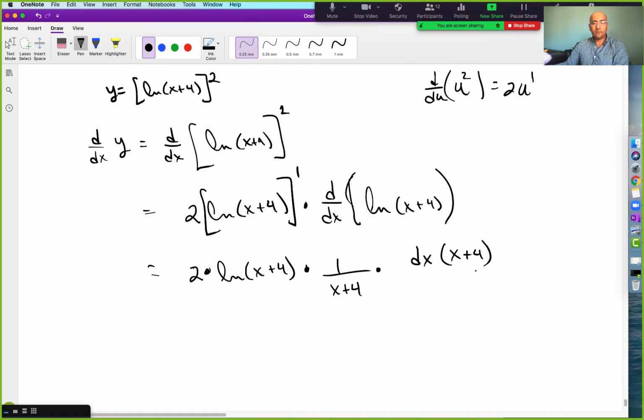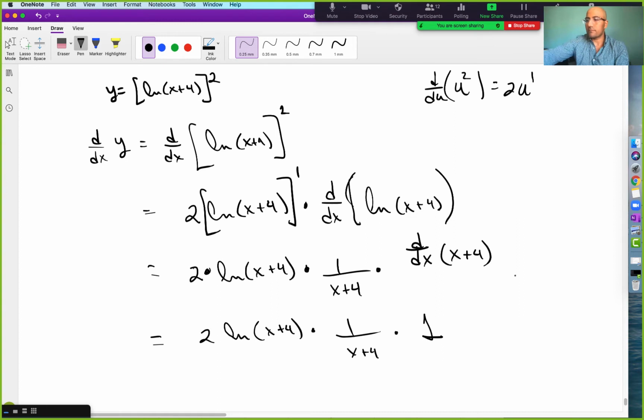Is that okay? Gotcha. Good. Okay, and then finally, the derivative of x + 4 is just going to be equal to 1. So we'll end up with 2 ln(x + 4) times 1/(x + 4) times 1. Perfect. Okay, so now that's the equation of the derivative. We just have to figure out when that derivative is going to be equal to 0. That's where the problem started.